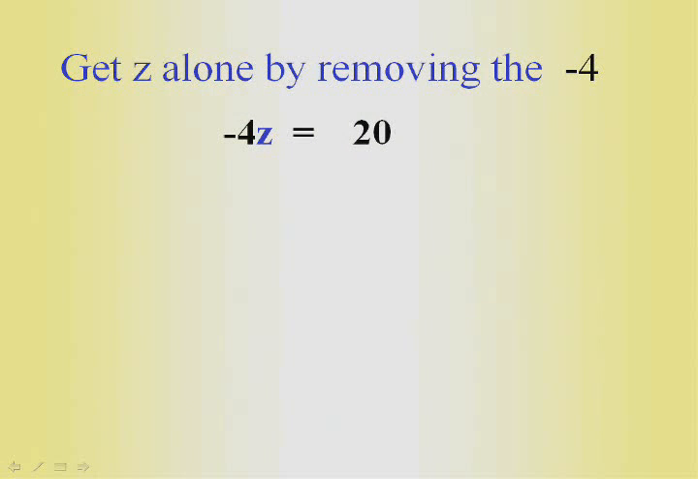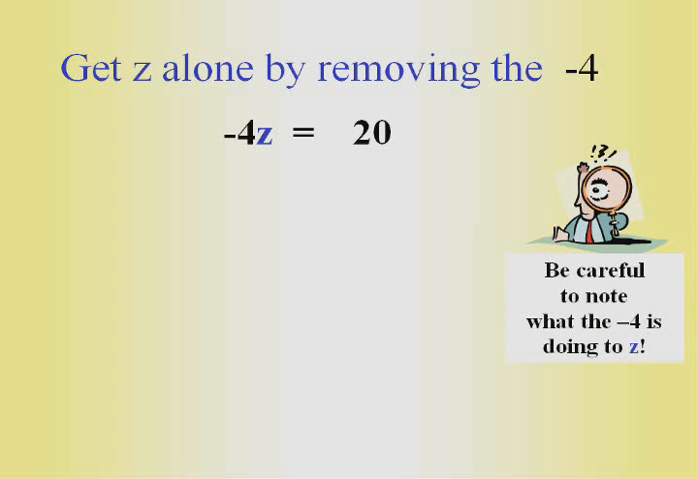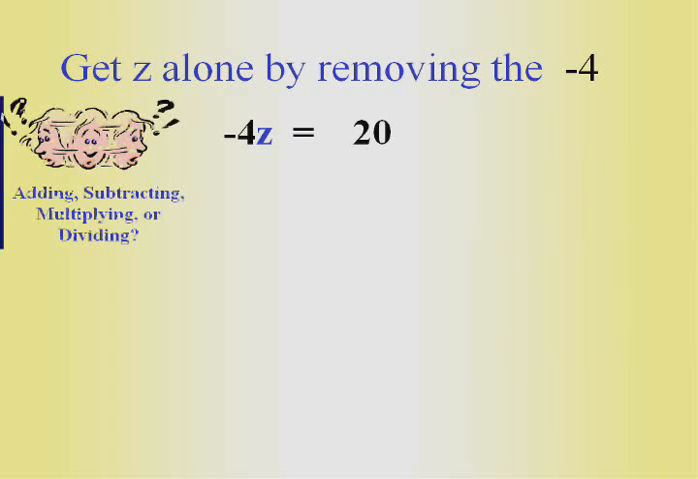Now be careful with this one. We know who we want to get rid of. The minus 4. A negative 4. Now what is that negative 4 doing to the z? Is he adding, subtracting, multiplying, or dividing? It's critical. Not only is it critical to decide what operation, but we'll have to decide the correct opposite operation. Well, actually, that negative 4 is multiplying the z.